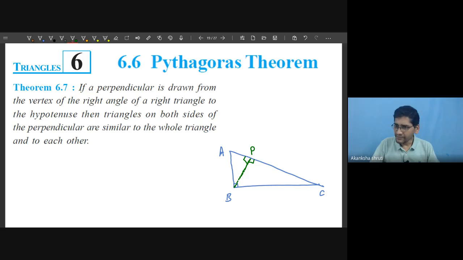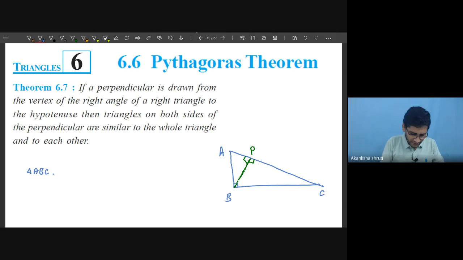So the theorem or the important concept is like this. If a perpendicular is drawn from the right vertex of a triangle over the hypotenuse, then the two smaller triangles formed are similar to each other, and as well as these two are similar to the original triangle. Means our original triangle here is triangle ABC. This is the original triangle.